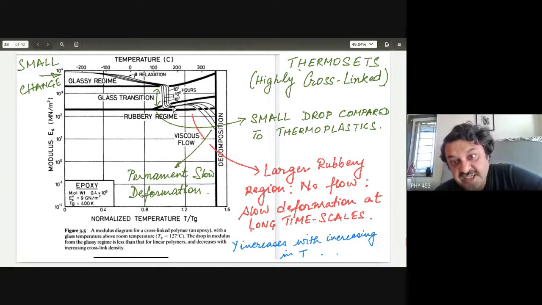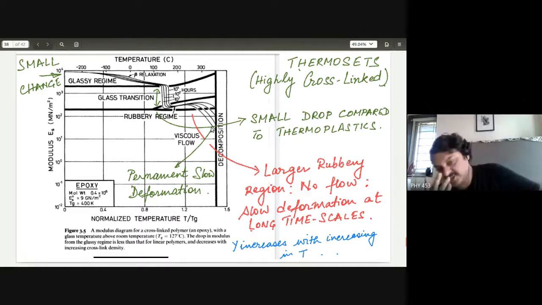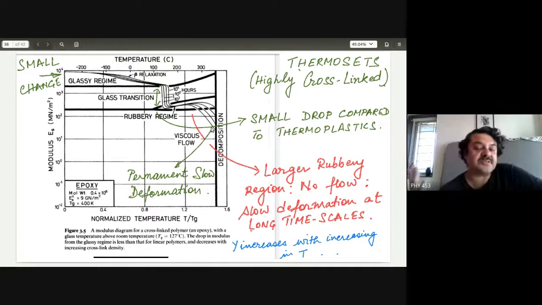Now here, this has a very large rubbery region. Because there are so many crosslinks, they cannot easily flow. It never really goes into the viscous flow regime. Viscous flow would be this regime. But if you increase the temperature, instead of going into the viscous flow regime, it rather has a rubber elasticity region, and even at higher temperatures, Young's modulus, yes, decreases as these various bonds break, but there are a large number of crosslinks, so basically it never really flows like a liquid. So: large rubbery region, low flow, slow deformation at very long time scales. Y increases with increasing T here, and this is the glass transition regime, and there's a huge change even on a slight change in temperature. These are thermosets, highly cross-linked.